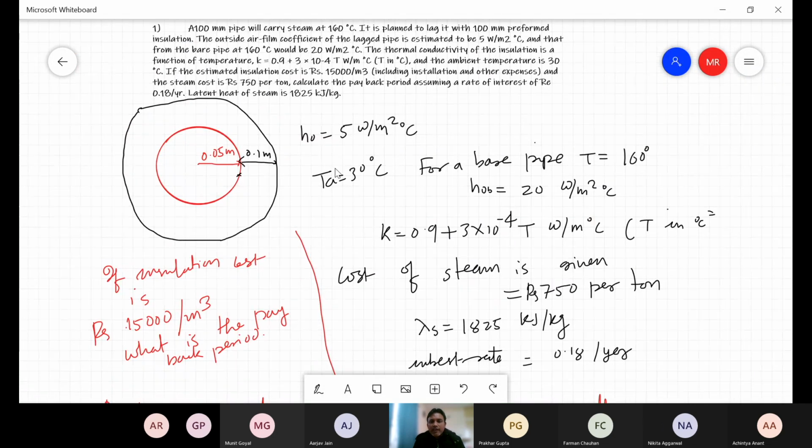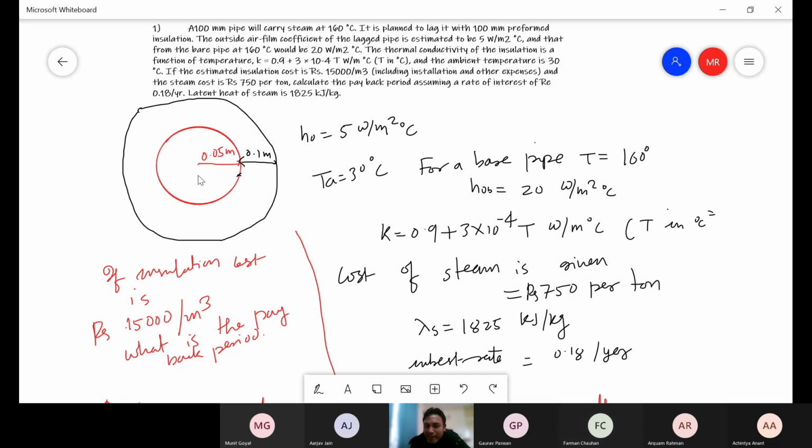Okay, so now what is H_0 and what is H_0B? These both are the outer heat transfer coefficient here, not inside. And what we have neglected is the inside heat transfer coefficient. Did you get the point? Okay, sir. So what is this H_0B, which is 20 watt per meter square? H_0B is nothing but the heat transfer coefficient outside when I am having this insulator around. And when I am not having the insulator around, then I am having only 5 watt per meter square degree Celsius. Both are outside heat transfer coefficients. Okay, sir.